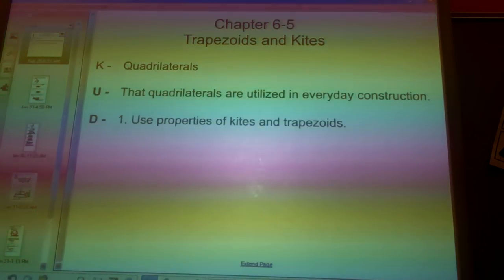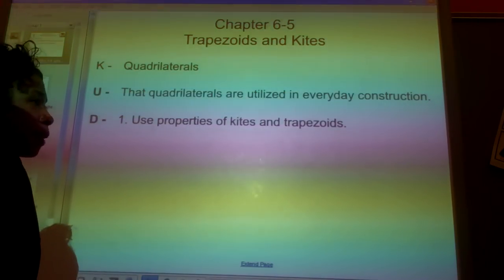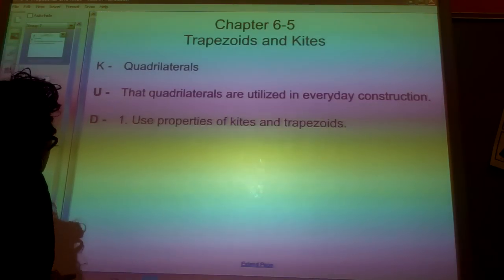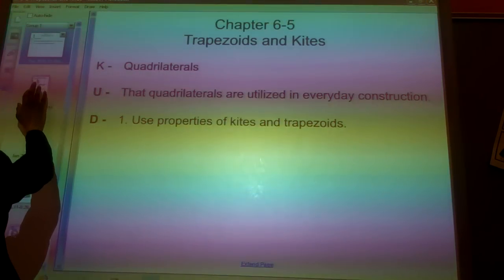This is chapter 6-5, Trapezoids and Kites. Please copy your notes. This will be video 1 of 2 for chapter 6-5. We'll start with kites.